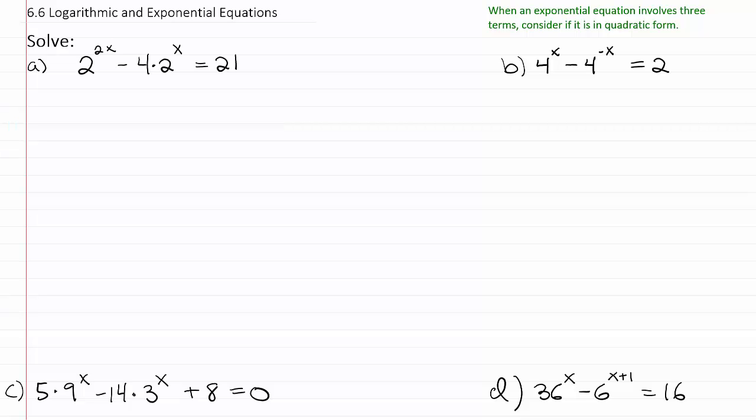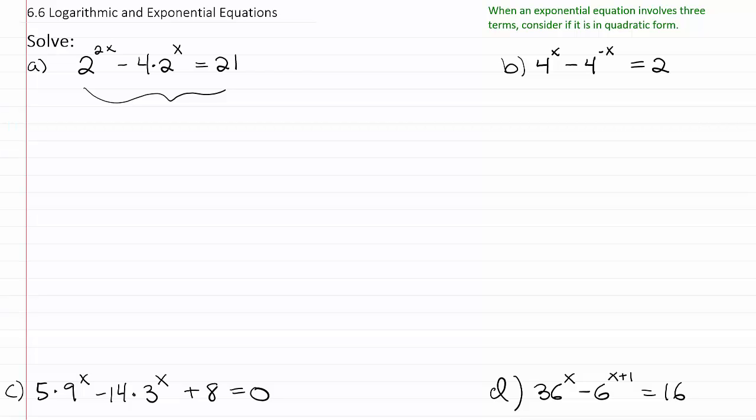Solve. All right, so for example A, it looks like we have 3 terms here in the problem. And that means if we took the ln of both sides, it wouldn't be very helpful. We'd end up having ln of a difference there, and that wouldn't really be very helpful because we don't have a way to simplify the ln of a difference.